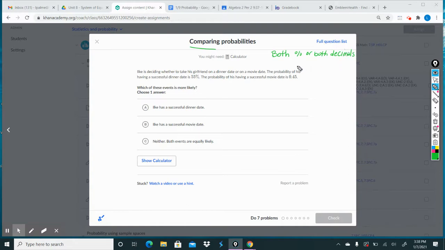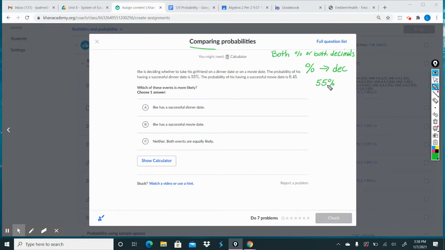By doing so, then you can compare them, and if you're asked for which one is most likely, the highest percent or the highest decimal would be that choice, or the one that's least likely would be the lowest percent and the lowest decimal. To change a percent to a decimal, say if we had 55%, which is what we have here in our problem.